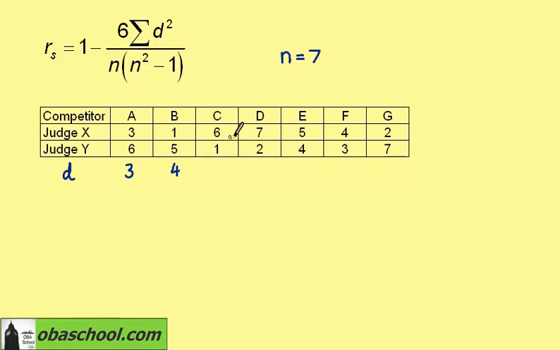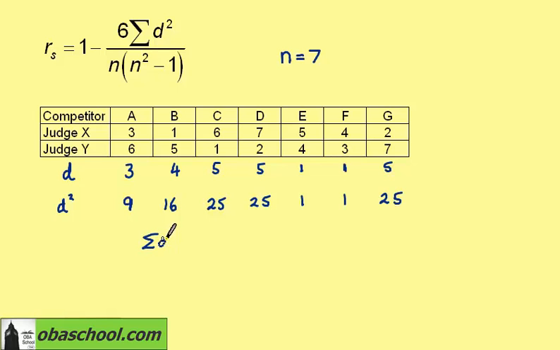This is a difference of 4, a difference of 5, another difference of 5, a difference of 1, a difference of 1, and a difference of 5. We're interested in D squared, so we square each value: 9, 16, 25, 25, 1, 1, and 25.